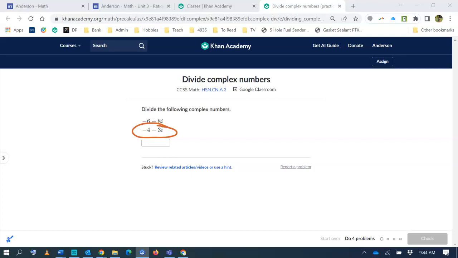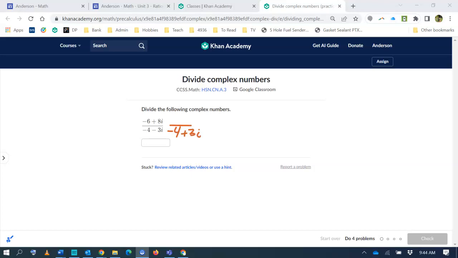So if you worked on the last video, we're going to look at our denominator. First off, make sure that our number is written appropriately, which has our real number first, then our imaginary number second, which it is. Now let's find our conjugate. Our conjugate of -4 minus 3i is -4 plus 3i.